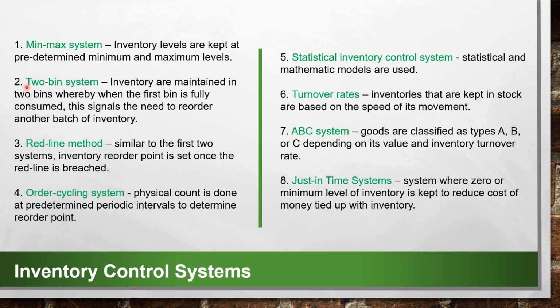Number 6, we have the turnover rates. Inventories that are kept in stock are based on the speed of their movement. Slow-moving inventories are phased out, while fast-moving inventory are ordered in their place, basing only on the turnover rates. Next we have the ABC system. Goods are classified as types A, B, or C, depending on their value and inventory turnover rate.